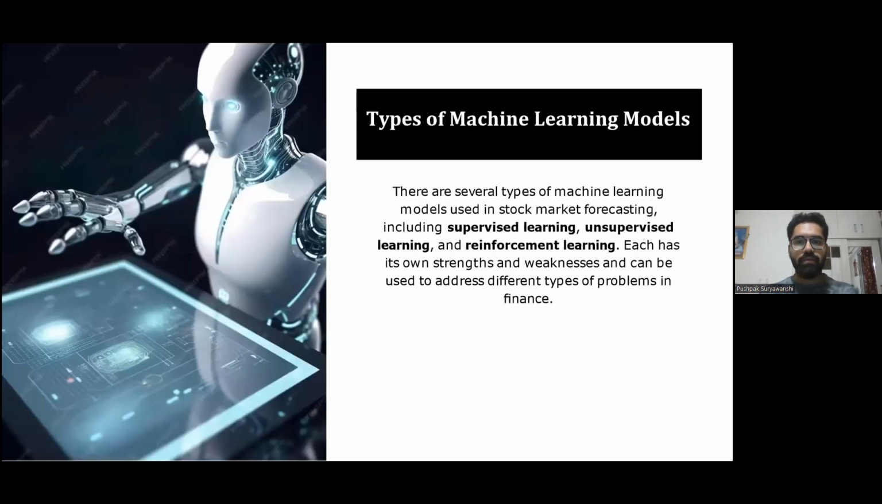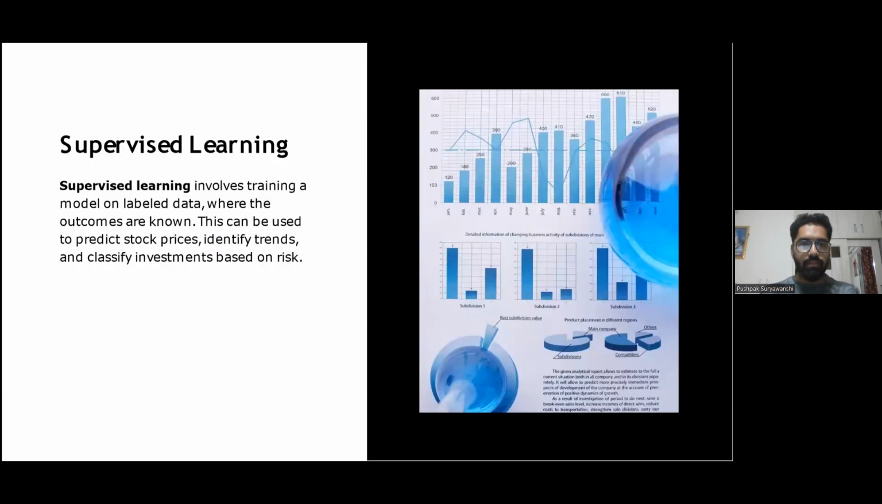Types of machine learning. There are basically 3 types of machine learning: supervised learning, unsupervised learning, and reinforcement learning. Each method is used according to its own requirements. And in this case, we have used supervised learning. So what is supervised learning?